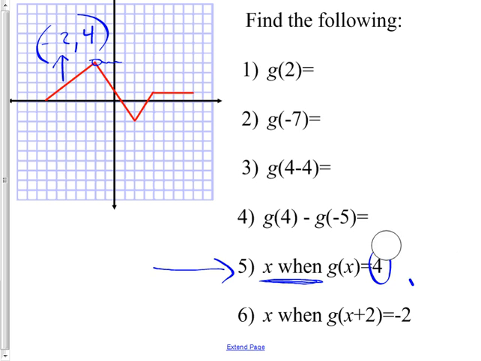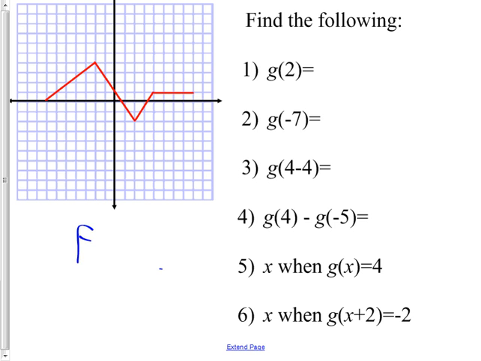I want to give you another one like that. See if you can answer this one. I am not going to tell you x. So I'm going to say f, or g. I guess we've been calling this g of x. g of x is negative 2.